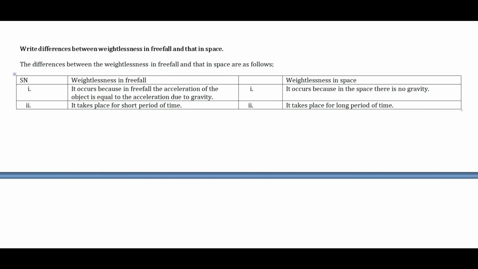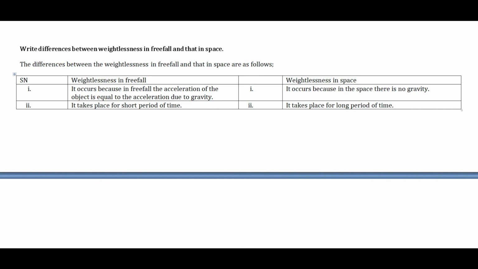Now let's see the differences between weightlessness and free fall. The first difference is the definition. Weightlessness.